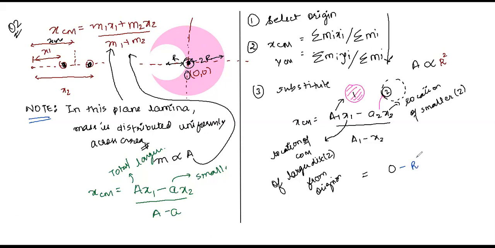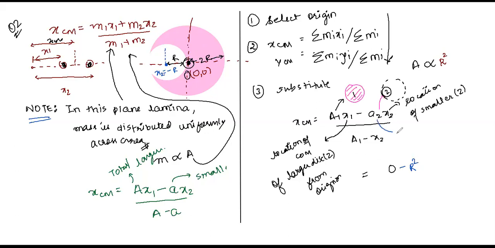Tell me, what is the area for the smaller sphere? Or instead of area, what can we write? r square, right? And how about its position? Its position is negative, and how much is it equal to? Minus r. So here, x2 is equal to minus r, because that is the position of the center of mass of the smaller object, correct?